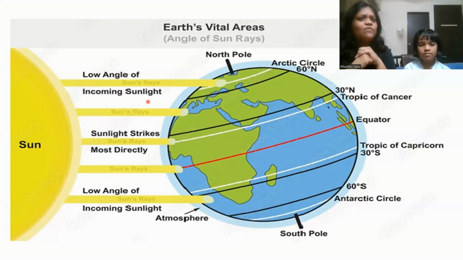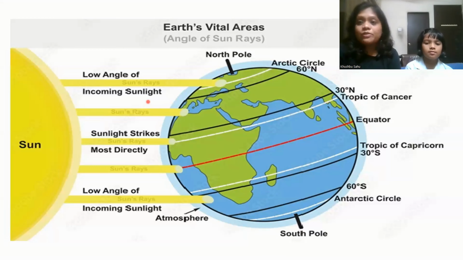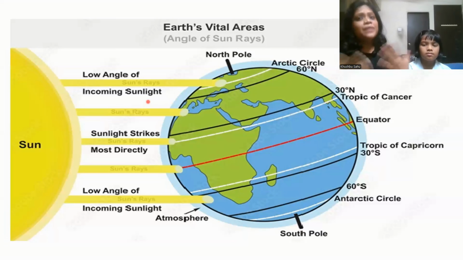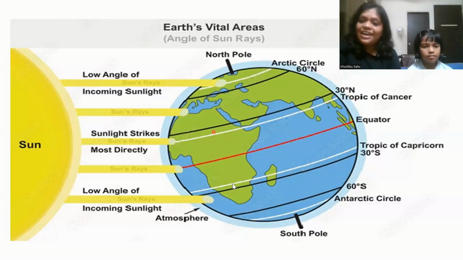Advika, what do you think? What about the North Pole? North Pole and South Pole get very minimum sunlight, so it is very cold throughout the year. Right, North Pole and South Pole get very minimum sunlight, so their climate is very cold throughout the year.